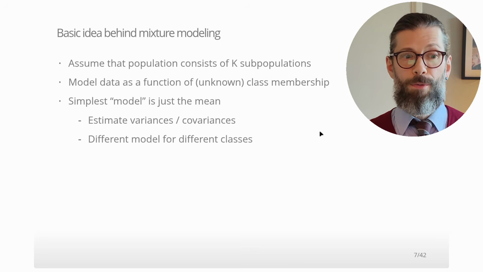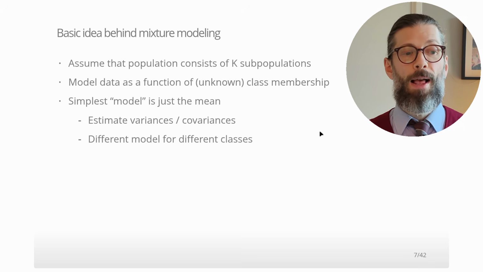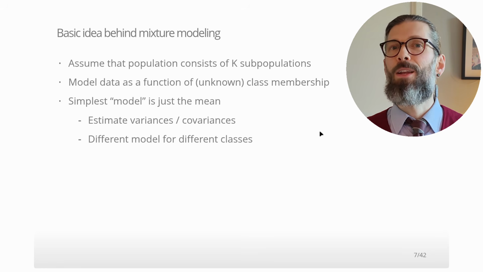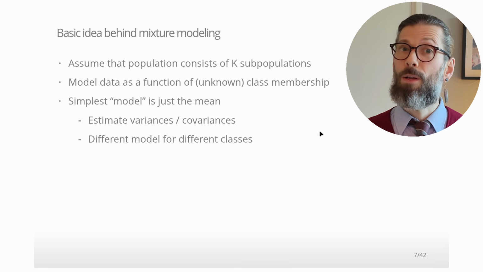So the basic idea behind latent class analysis is that we assume that our population consists of k subpopulations, where sometimes the number k is unknown and sometimes we have a good theory to expect a certain number. We then model our observed data as a function of unknown class membership. And the simplest model you can think of is just estimating a different mean for your different classes.